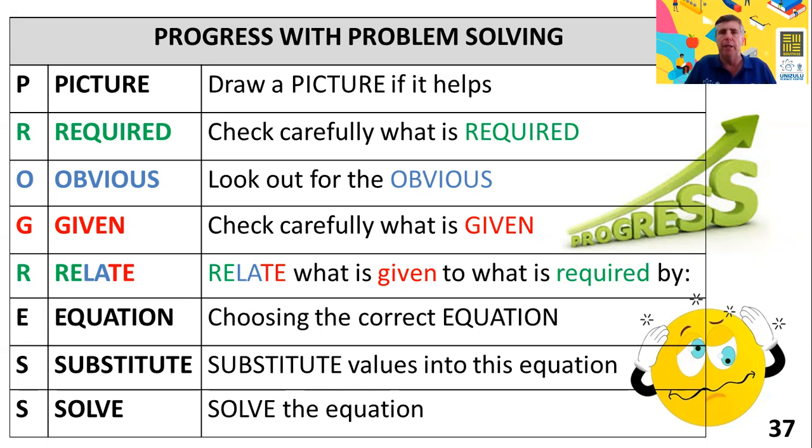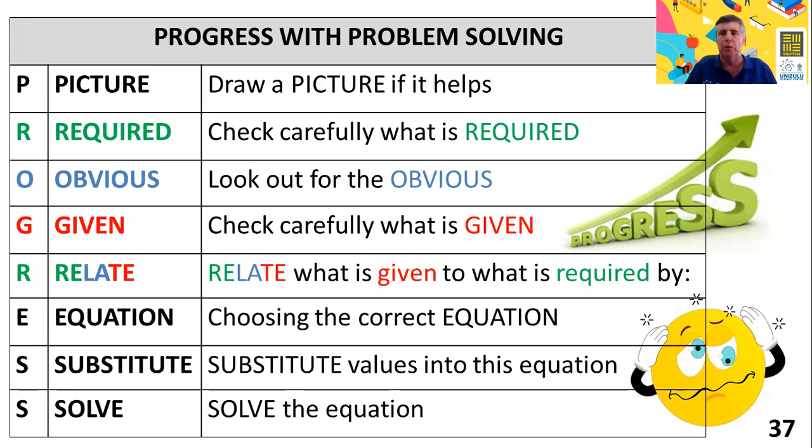Just to recap again, it's quite often helpful to draw a picture, especially for these energy questions, especially for objects on a slope. Quite often there's a good picture in the exam paper, so you don't need to redraw it, just add to it. And always check carefully what is required. What are they asking you for? I've highlighted that in green. Then look out for the obvious, for example, the acceleration of gravity. They would expect you to know that and might not state it in the question.